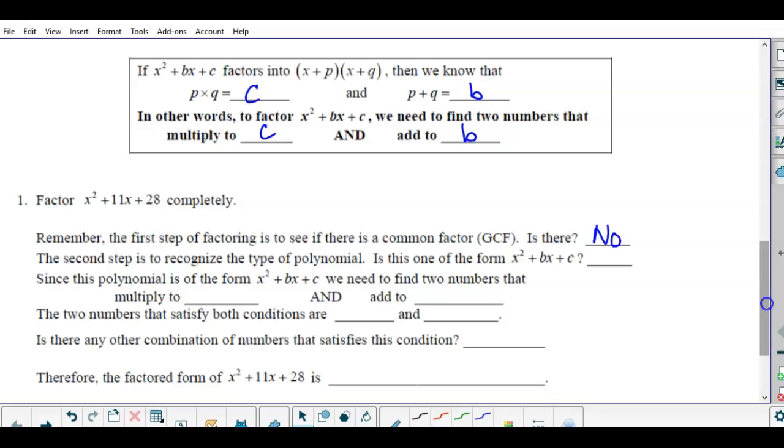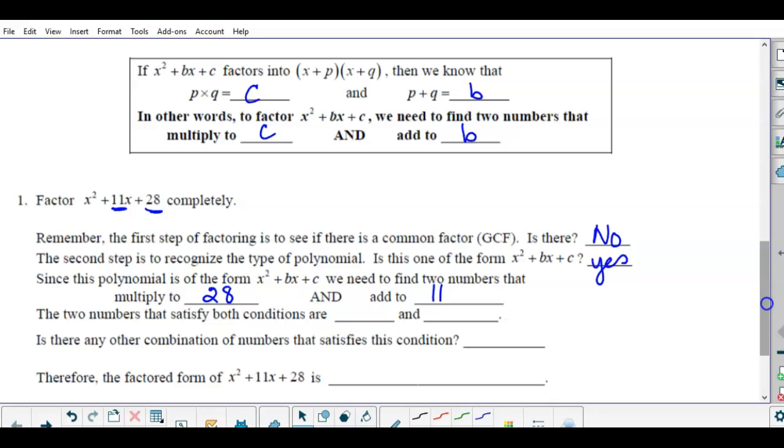No. Second step is to recognize the type of polynomial. Is it an x squared term, an x term, and a constant? Yeah. Okay. So this is all in words. You're not going to write out words every time you do a question, but these are the steps that you have to think about. So, because it's of that form, we need to find two numbers that multiply to 28, the constant term, the one that has no variables, and add to 11, the coefficient of the x term.